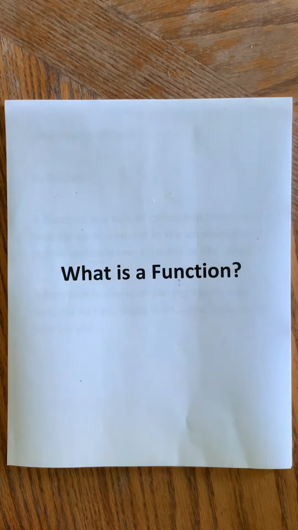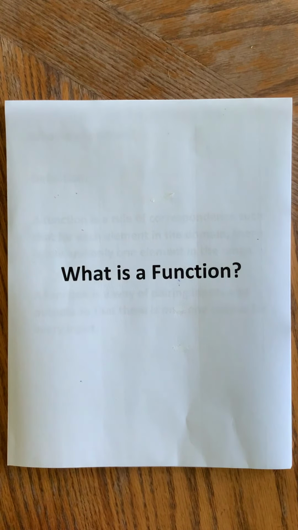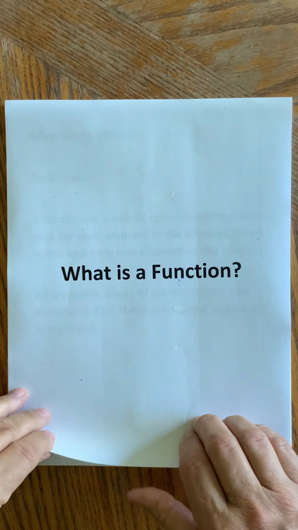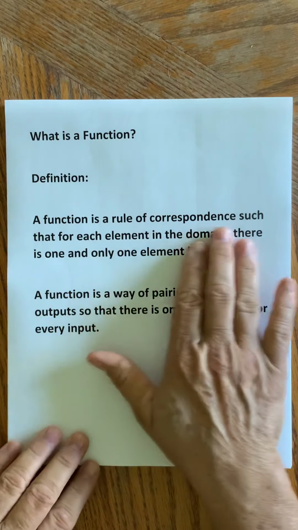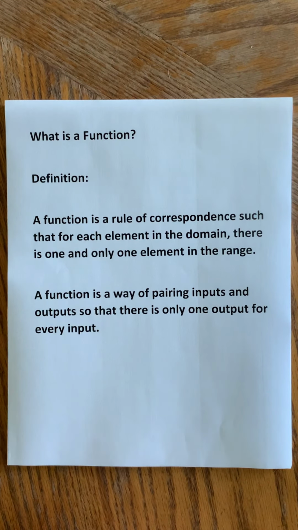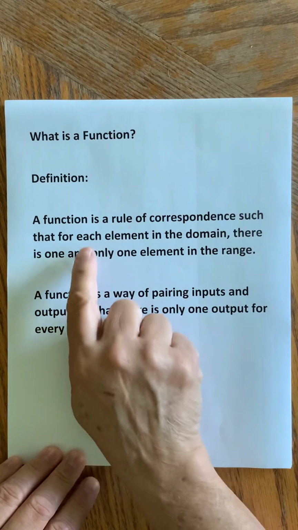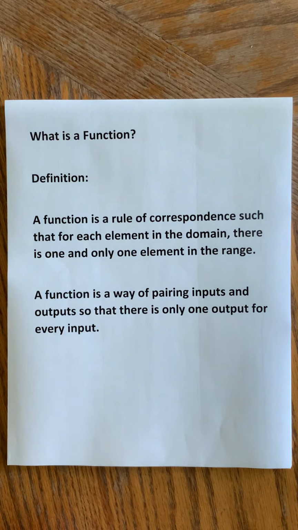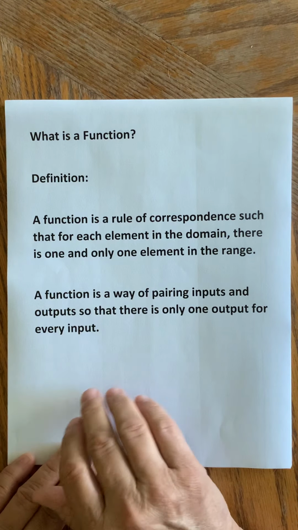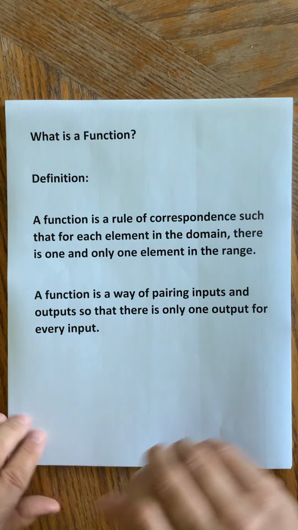In this video, I want to talk about functions and what is a function. So you've probably seen these definitions. A function is a rule of correspondence such that for each element in the domain, there is one and only one element in the range. And a little bit more simplified, instead of saying rule of correspondence, you could say pairing. It's a way of pairing inputs, which are the elements in the domain, and outputs, which are elements in the range, and you do so in such a way that there's only one output for every input.